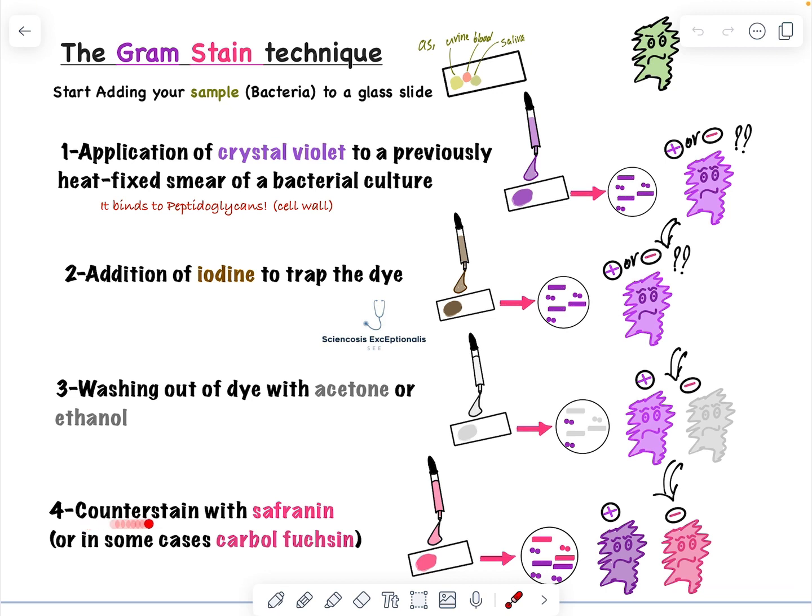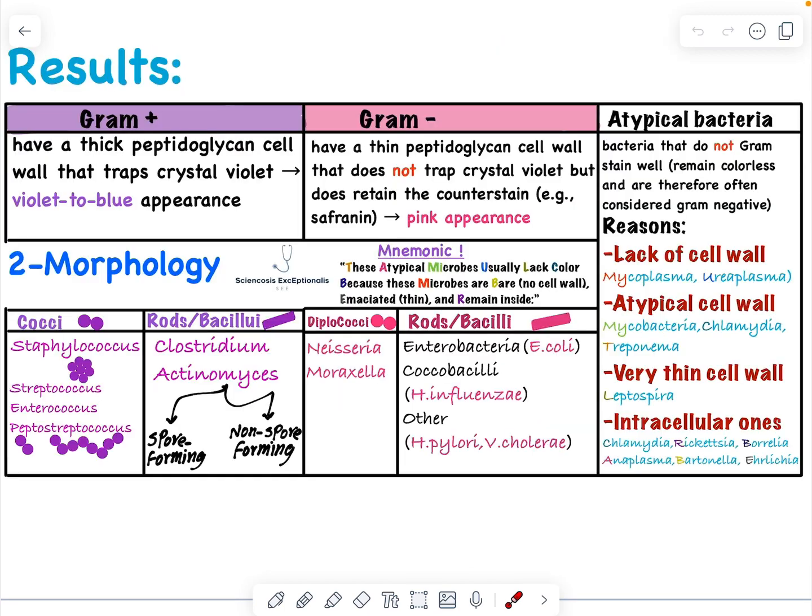So we should counterstain with safranin, or in some cases with thioxin, to stain the gram negative with a pink color and differentiate them from the remaining colorless atypical bacteria. Let's review the result of gram stain. We have gram positive bacteria, gram negative bacteria, and atypical bacteria.